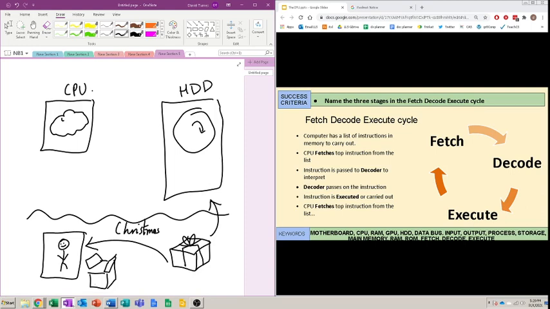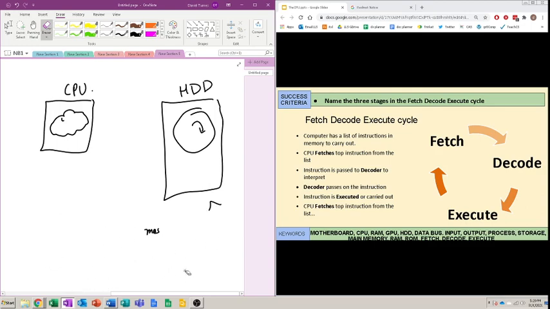So in terms of a Christmas analogy, you get your present from under the tree, you decode it, you find out what's inside, and then you play with it, i.e. you execute it. So let's take that concept back to the actual computer.